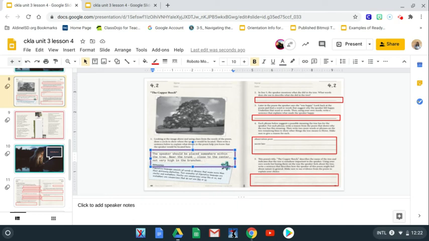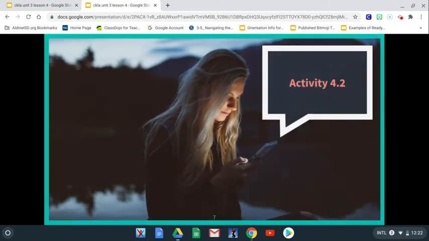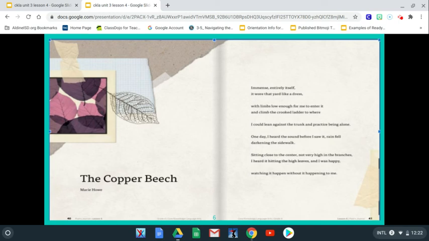Okay, so then number two, it says in line 5, the speaker mentions what she did in the tree. What words does she use to describe what she did in the tree? Right? So let's go to our poem. Okay, it says I could lean against the trunk and practice being alone. So, boys and girls, if you haven't already, make sure you label your line. So, this is 1, 2, 3, 4, 5. In line 5, because it says, according to line 5, the speaker mentions what she did in the tree. What words does she use to describe what she did in the tree?